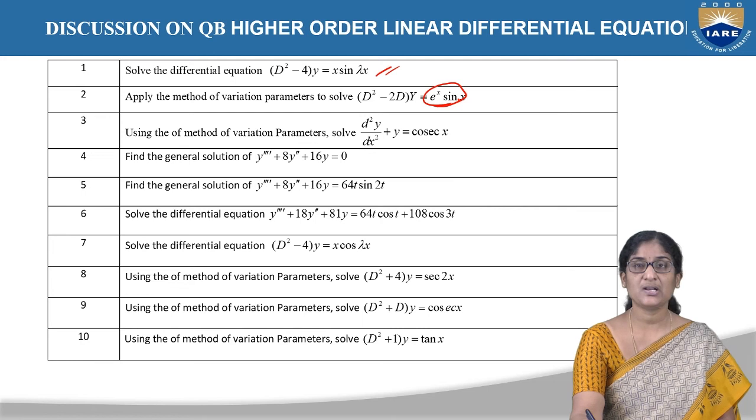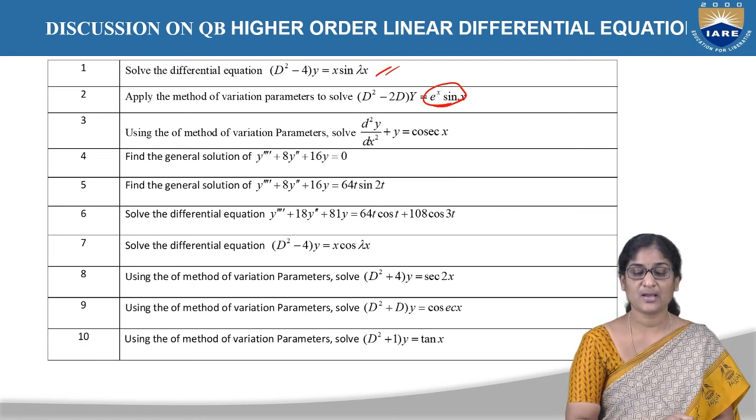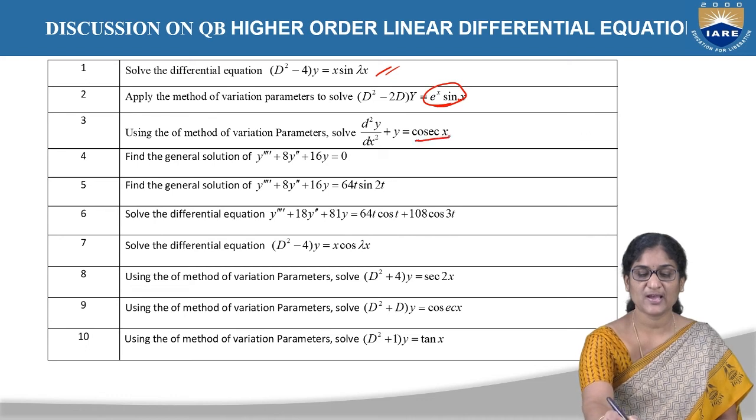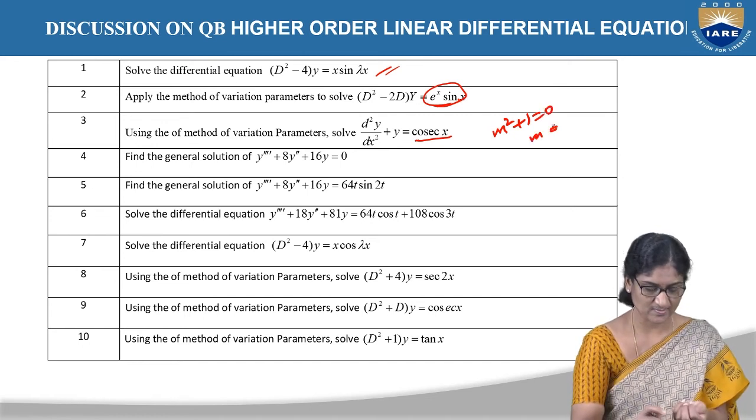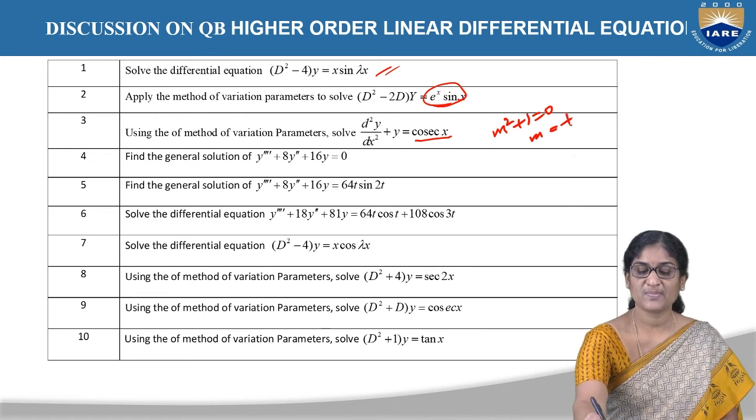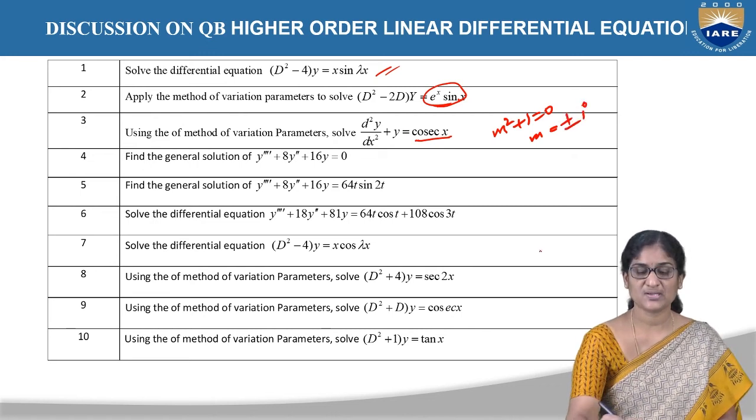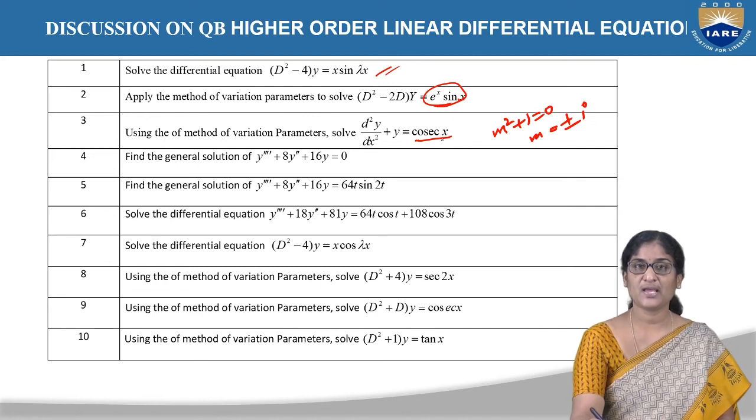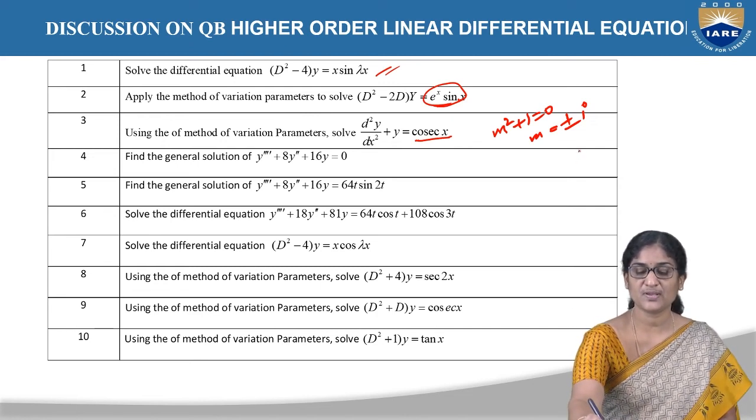And the third question is also the method of variation of parameters. Here R is nothing but cosecant x. And what are the roots here? M square plus 1 is equal to 0, or M is equal to plus or minus i, so the complementary function is C1 cos x plus C2 sin x.